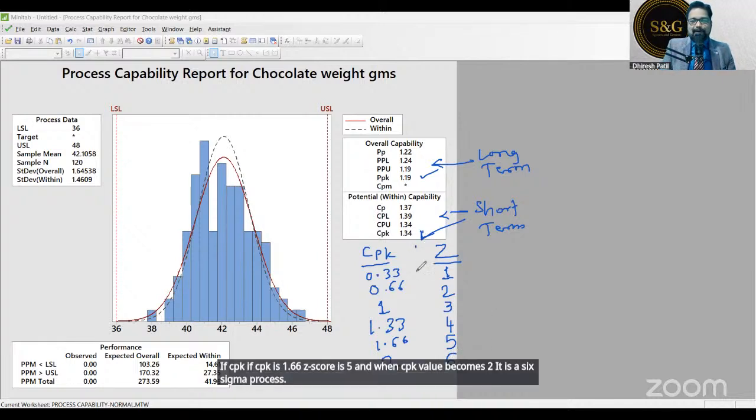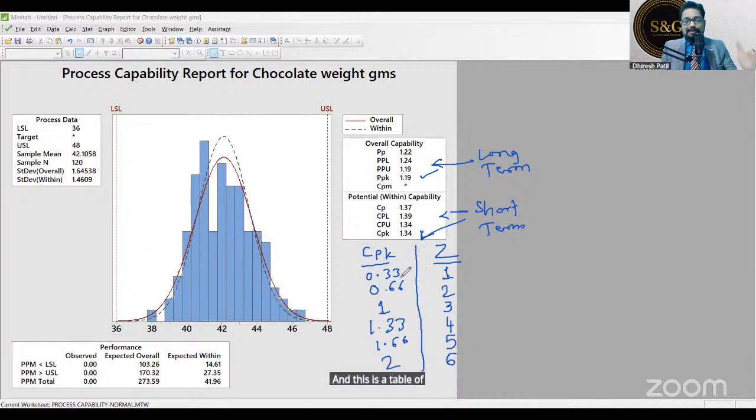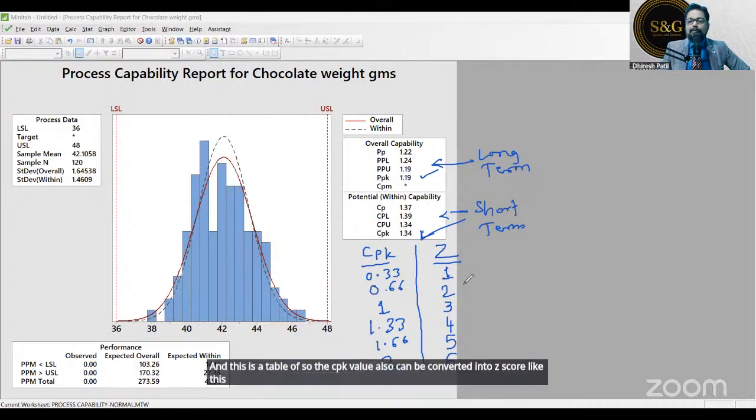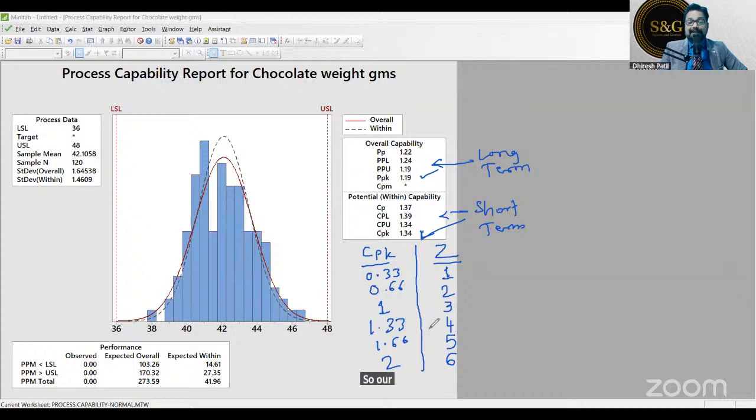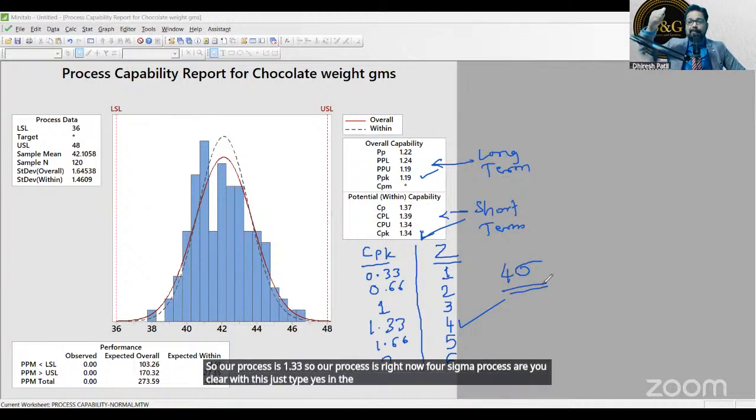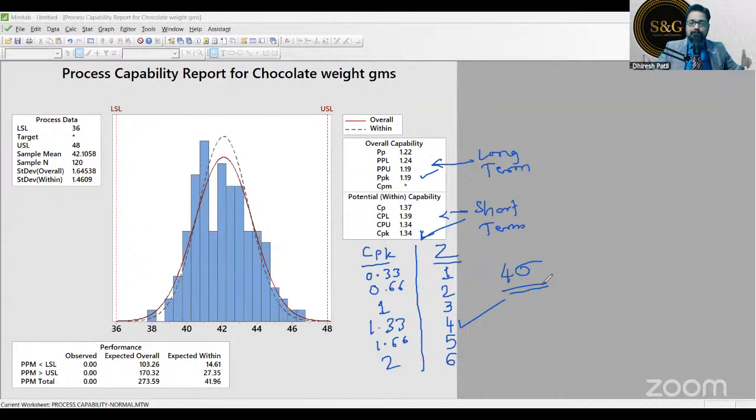So the Cpk value also can be converted to Z score like this. Just make a note of this. So our process is 1.33. So our process is right now a 4 sigma process. Are you clear with this? Just type yes in the chat box. How many of you are clear with this? Just type yes. Clear, everybody? This is how you can calculate Cp, Cpk and Pp, Ppk.